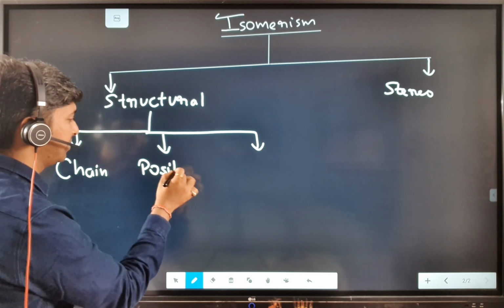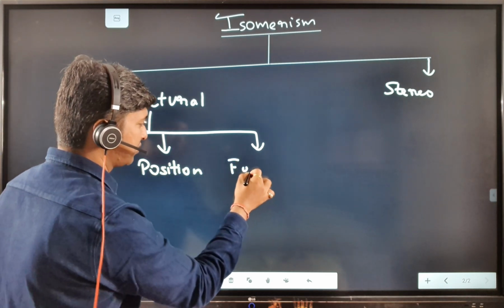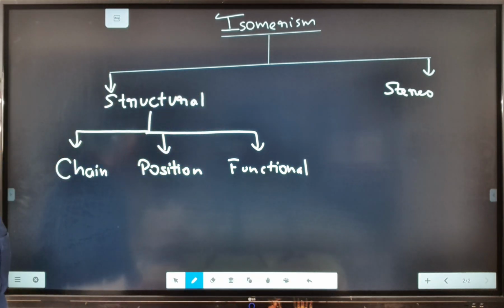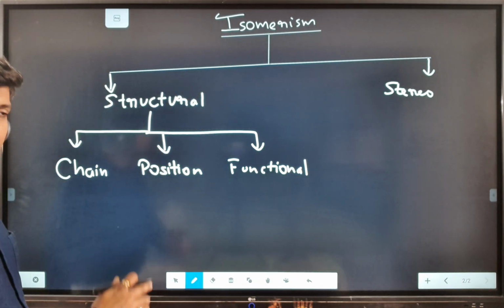In structural isomerism we are having 3 major groups, that is chain isomers, position isomers, and functional isomers. Let us dive in deep into these 3 kinds of isomers.